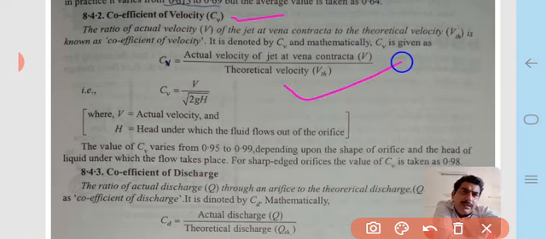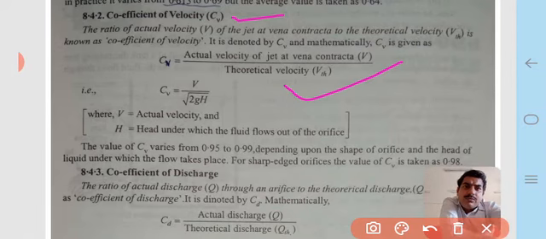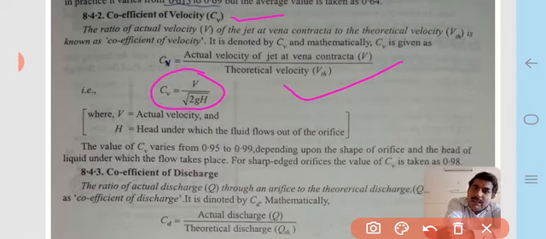Mathematically, CV is equal to the actual velocity of the jet at the vena contracta, that is capital V, over the theoretical velocity, V theoretical, and V theoretical is equal to under root 2GH. Therefore, the coefficient of velocity is equal to V upon under root 2GH, where V is the actual velocity and capital H is the head under which the fluid flows out of the orifice.